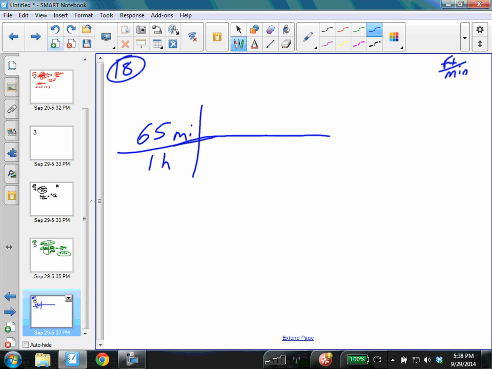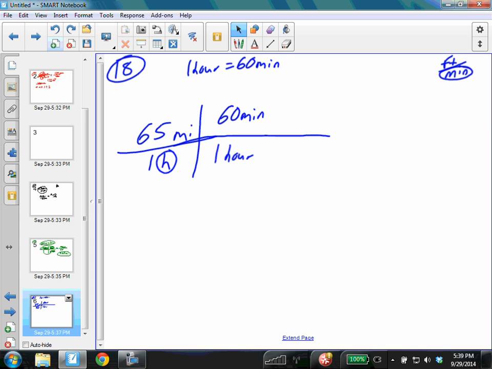And so I'm actually going to choose to change the hours first. So these hours that are on bottom, I want to change into minutes. Now the relationship I know is that 1 hour is equal to 60 minutes. So these are my choices. I have 1 hour and I have 60 minutes. And remember, I can put either of them on top or bottom.